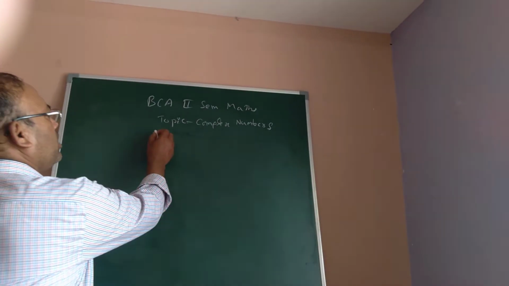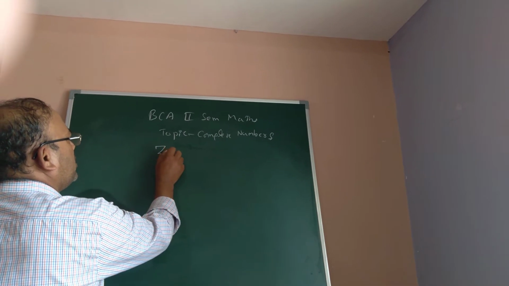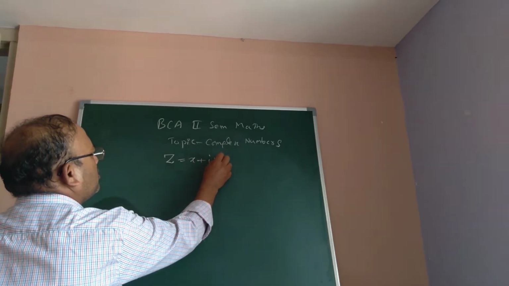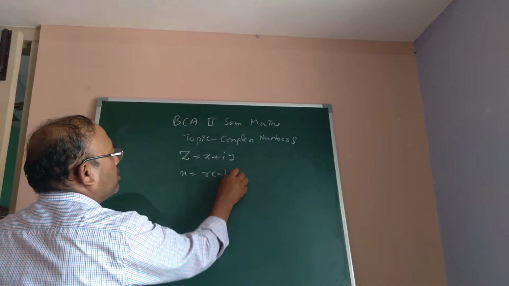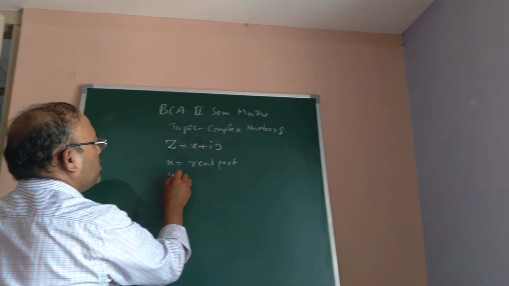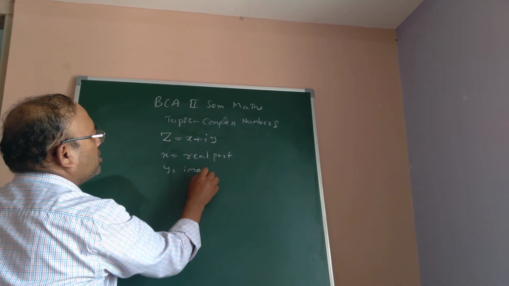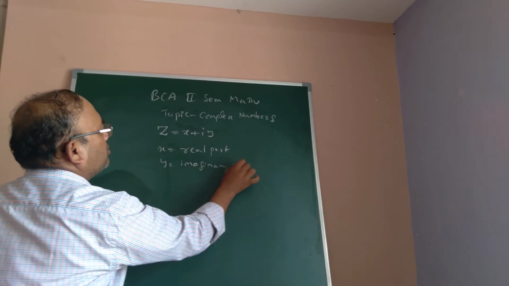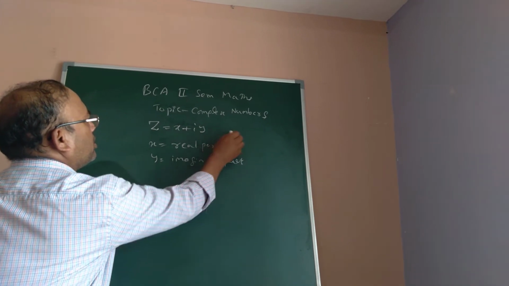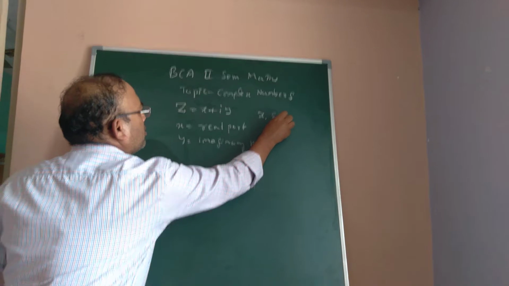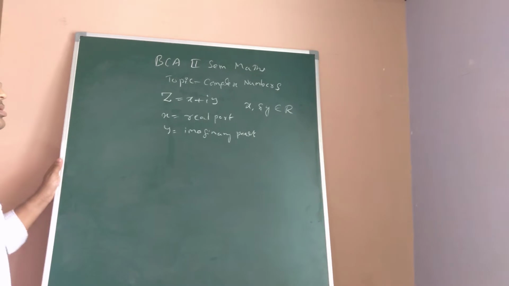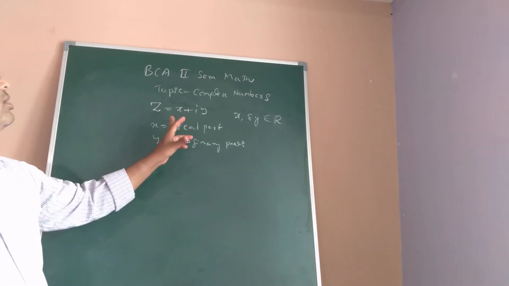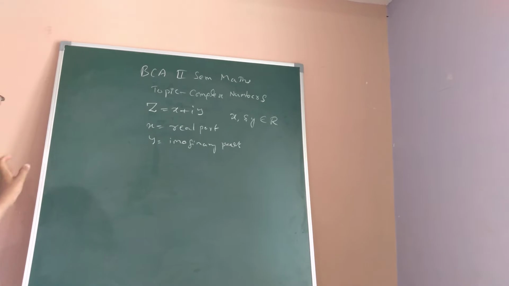Complex numbers are denoted by the letter Z. It is equal to x plus iy. Here x is equal to the real part and y is equal to the imaginary part. Here x and y are real numbers, belonging to R, which means the set of real numbers. In this complex number, there is a real part and an imaginary part.